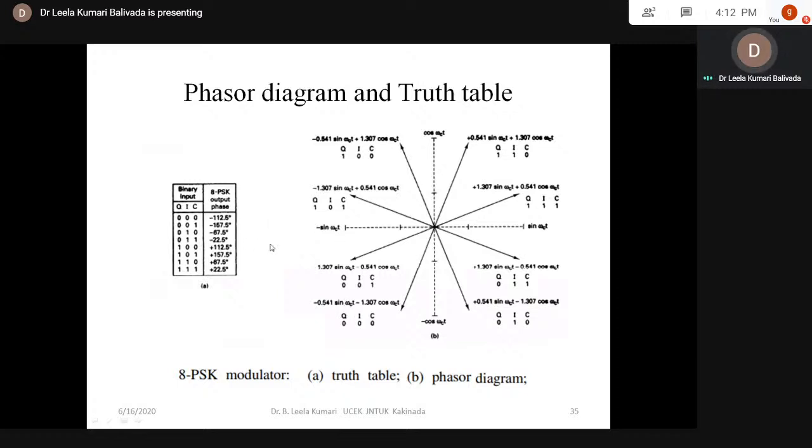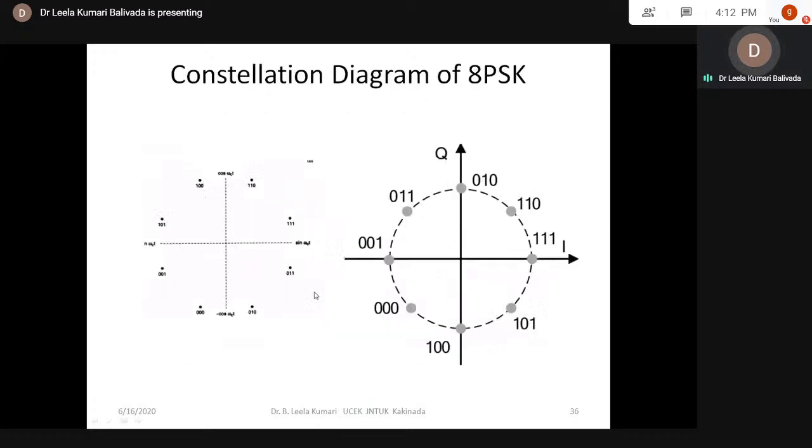So here we have considered two PAM levels, 1.307 and 0.541. Their relative values matter, and any levels may be used as long as their ratio, that is 0.541 by 1.307, has an arctangent equal to 22.5 degrees. Okay, so if their values were doubled, meaning 1.307 becomes 2.614 and 0.541 becomes 1.082, the resulting phase angles would not change in this case also. So the relative levels have to be maintained. The resulting phase angles would be the same even if we double the magnitude values. Only the magnitude of the phasor would increase proportionally.